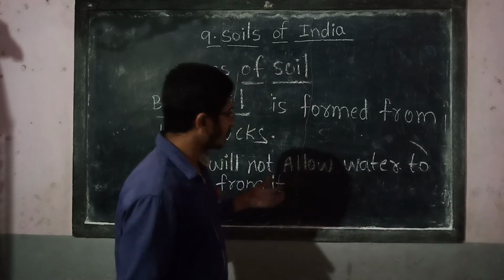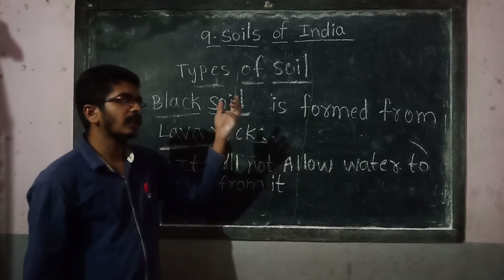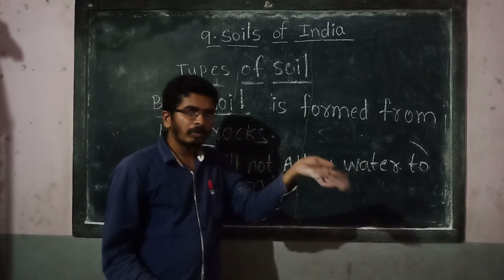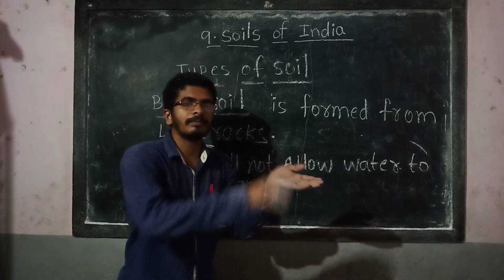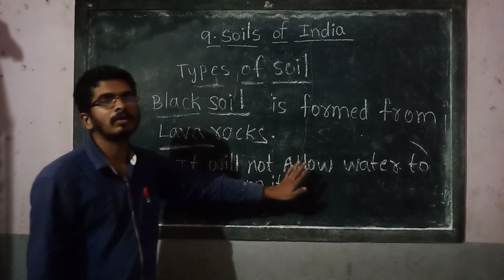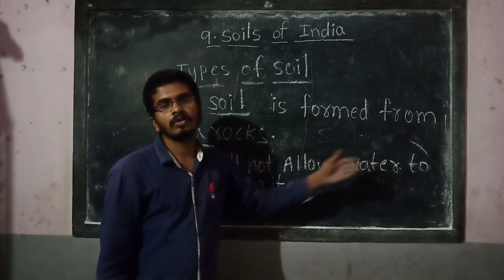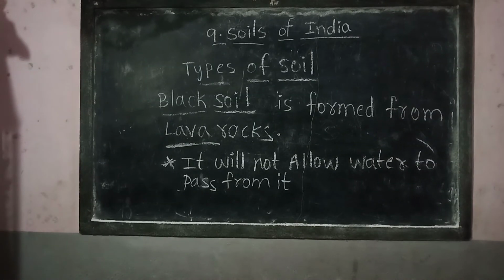Clear? Because it is clayey type. If you see the alluvial soil, it is like a powder type, small particles. That is the reason the water can pass through it. But in the black soil, mostly it does not allow the water to pass through it. Clear? So now what types of crops are grown?